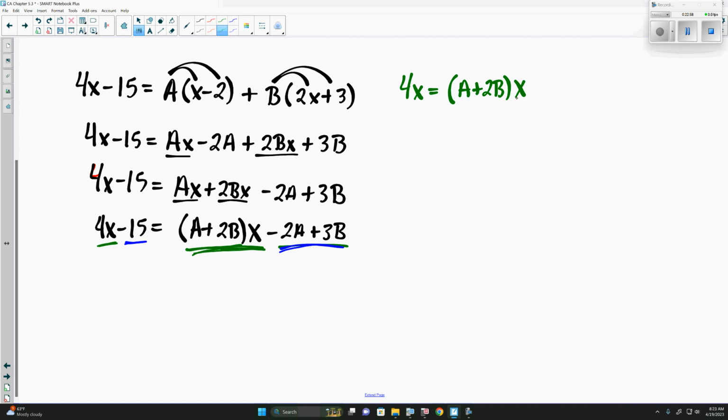Well, at this point, we're not really worried about x. We're wanting to find the values of a and b so we can plug them back in. So with this here, we're really saying 4 is equal to a plus 2b. Questions on this here?